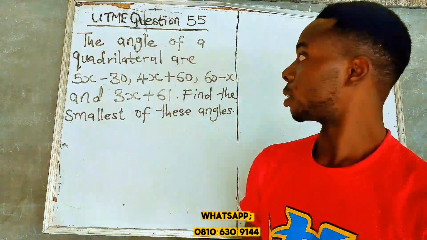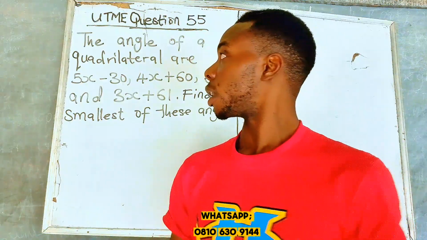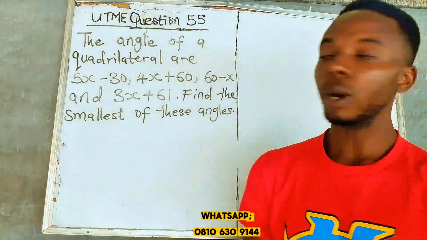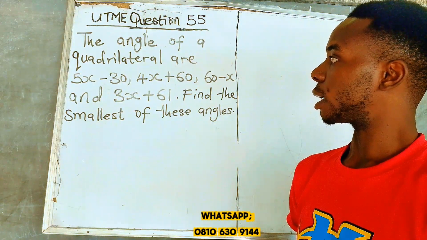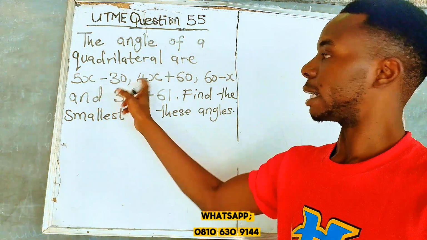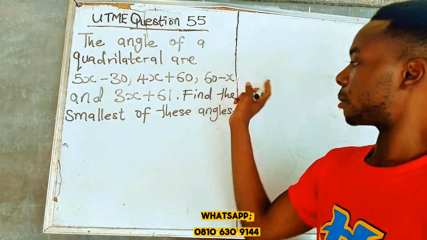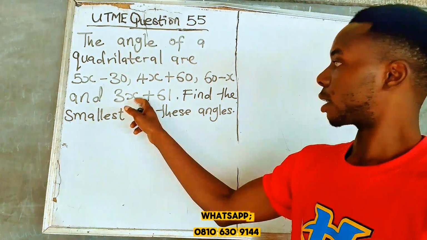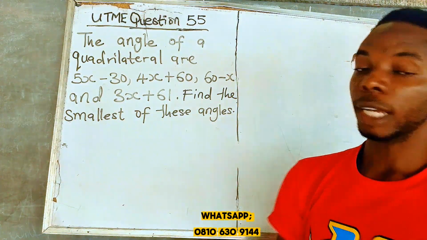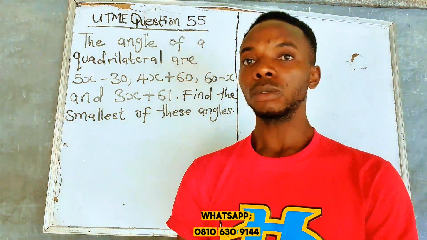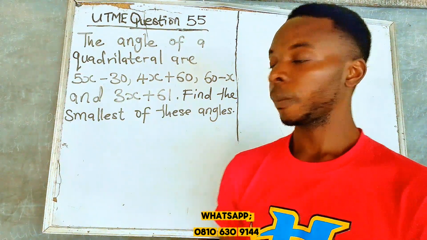Yes, in this class, we're talking about number 55 in our UTME questions. This question says that the angles of a quadrilateral are 5x minus 30, 4x plus 60, 60 minus x, and 3x plus 61. Find the smallest of these angles. You are asked to find which of these four angles is the smallest.